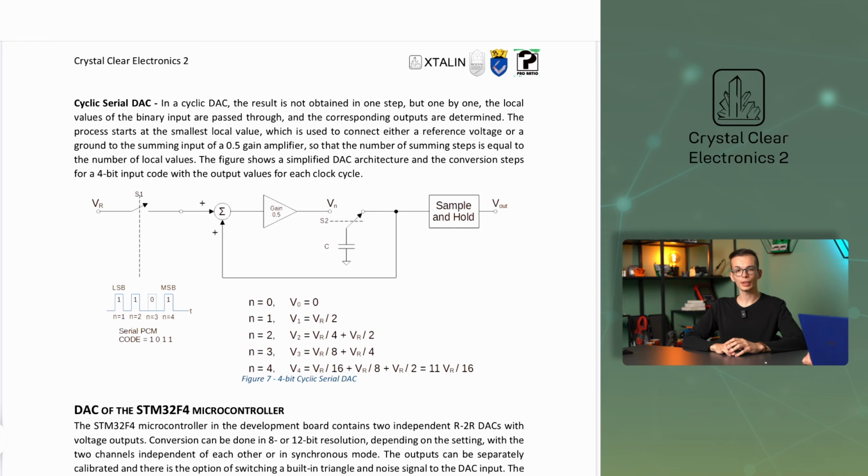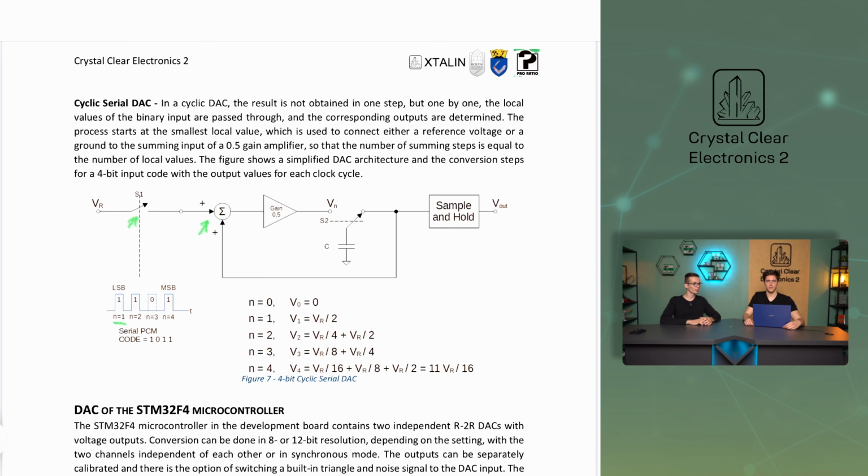The local values of the binary input are passed through, and the corresponding outputs are determined one by one. Let's take a look at the diagram. The process starts at the smallest local value, in this iteration n is equal to 1, which is used to connect either a reference voltage or a ground to the summing input of a 0.5 gain amplifier, so that the number of summing steps is equal to the number of local values. The figure shows a simplified DAC architecture and the conversion steps for a 4-bit input code with the output values for each clock cycle.